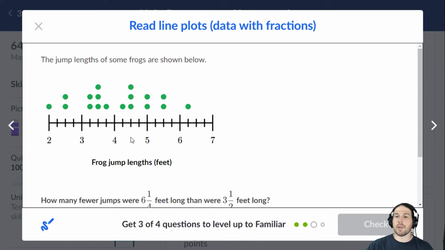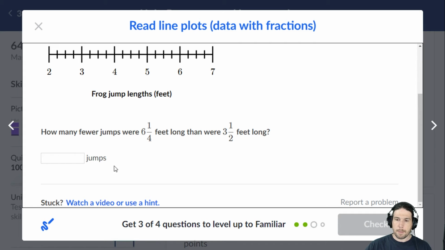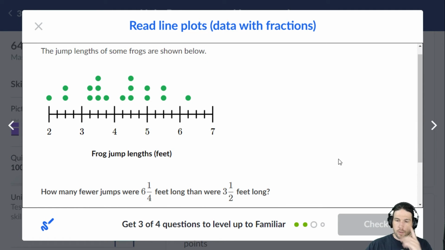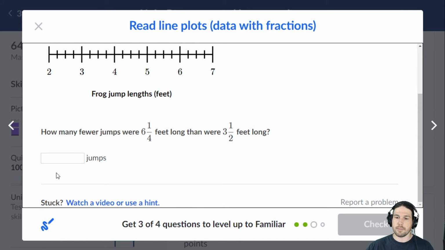Let's see. The jump lengths of some frogs. How far can a frog jump? How many fewer were 6 1/4? Okay, so there's only 1 at 6 1/4. And there's 3 at 3.5. So how many fewer were at 6 1/4 than there are at 3.5? There are 2 fewer. 3 minus 1 is 2.